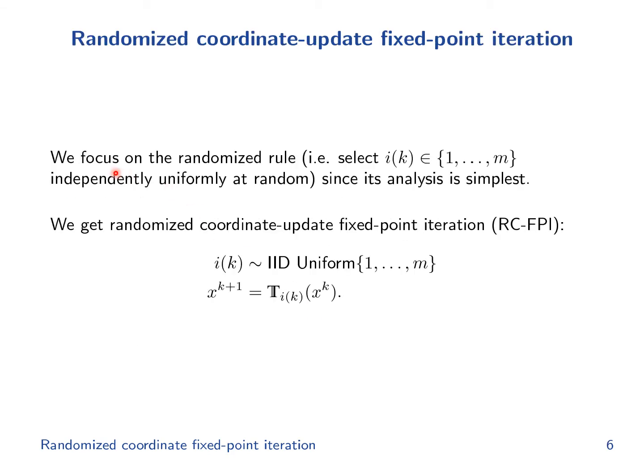Among all the rules, we're going to focus on the randomized rule since its analysis is simplest. Specifically, we're going to get randomized coordinate update fixed point iteration, where we sample ik IID uniformly from 1 through m, and then update just the ik-th component of x using T and keep all its other components unchanged.